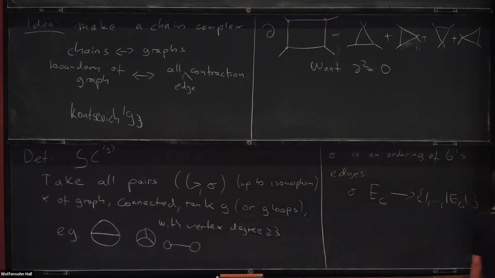So now this graph complex is the vector space generated over the rationals, which is generated by such pairs. But we mod out by a relation, by a very simple relation, actually.